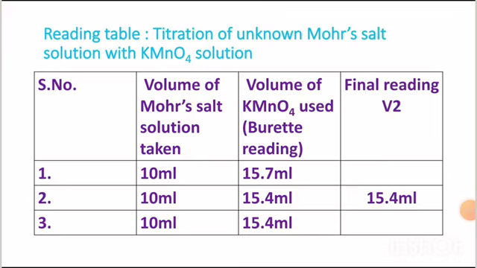Reading table: titration of unknown Mohr salt solution with KMnO4 solution. Volume of Mohr salt solution taken for each reading is 10 ml. Volume of KMnO4 used, that is the burette reading, is 15.7 ml, 15.4 ml, and the third reading is 15.4 ml. So the final reading will be 15.4 ml, that is V2.